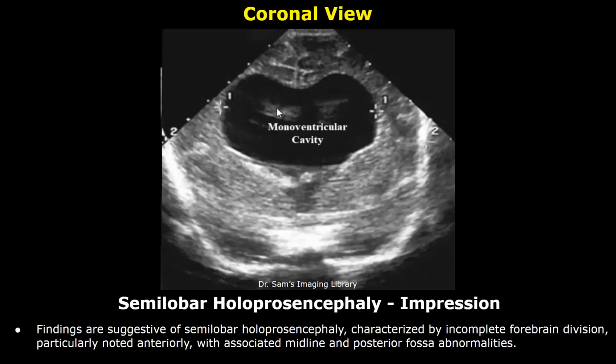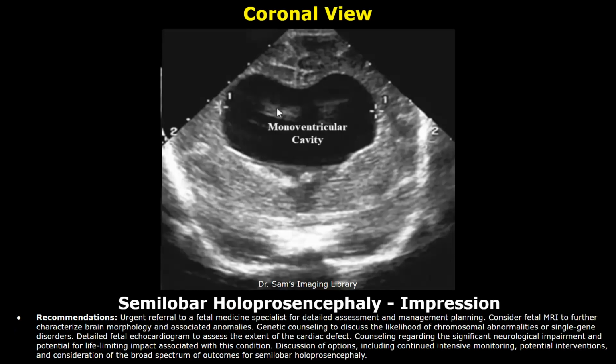This is the impression. Findings are suggestive of Semilobar Holoprosencephaly, characterized by incomplete forebrain division, particularly noted anteriorly with associated midline and posterior fossa abnormalities.